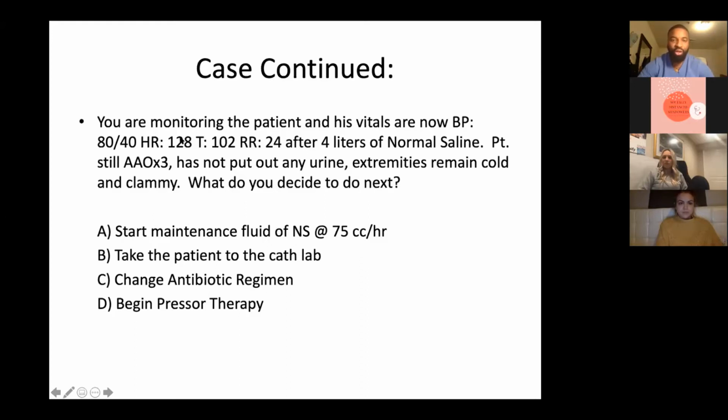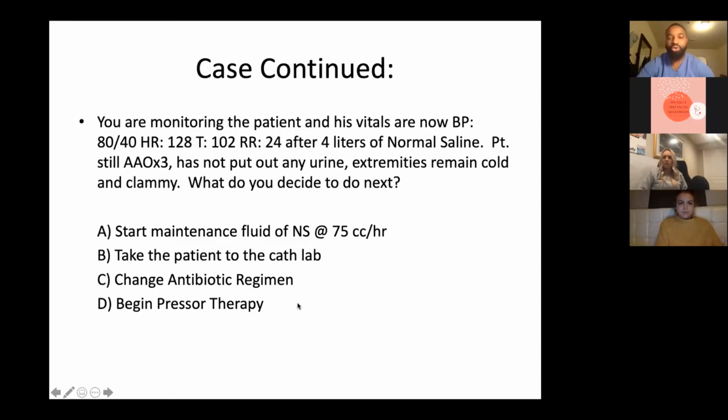If the fluid that you gave does not work, does it really make sense to start a maintenance fluid? What's the point of starting maintenance fluid if the initial fluid given did not work? It is not going to work. Take the patient to cath lab. The patient is not hemodynamically stable for any advanced operation, so we will not be doing this. Change the antibiotic regimen? I don't think the antibiotics is what we're thinking for right now, because the infection, of course you want to fight it, but it's not what's going to change this patient's hemodynamic state.